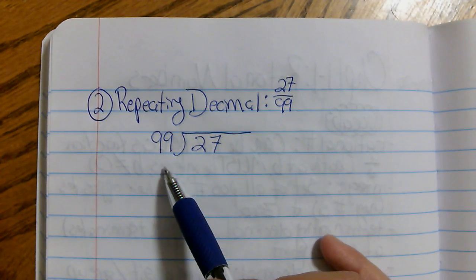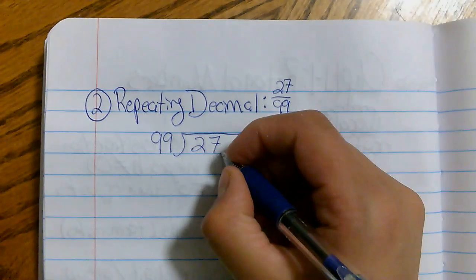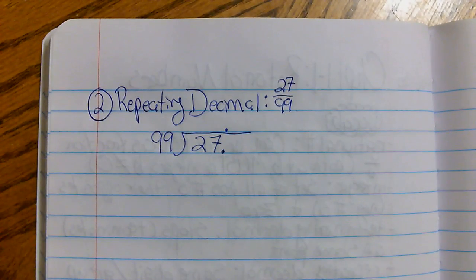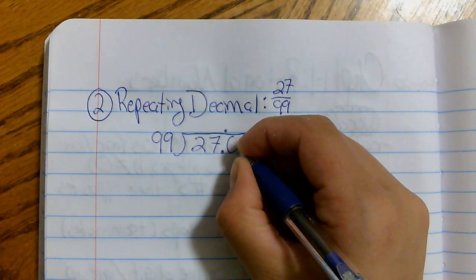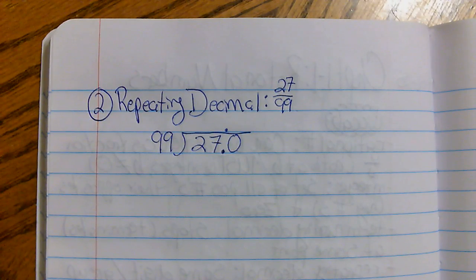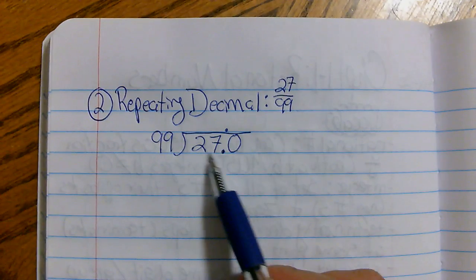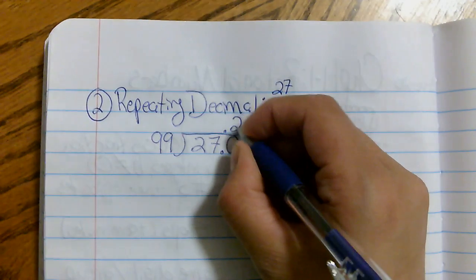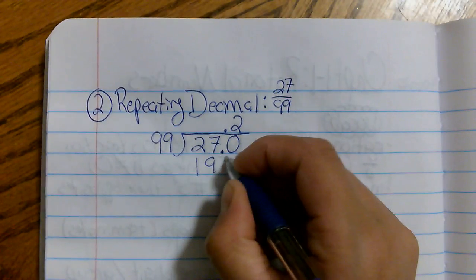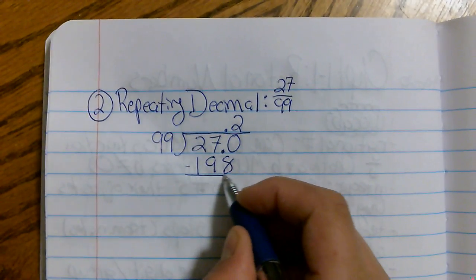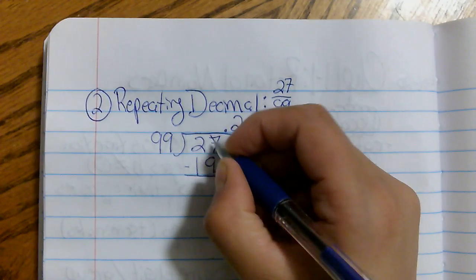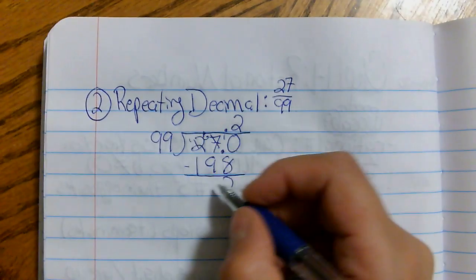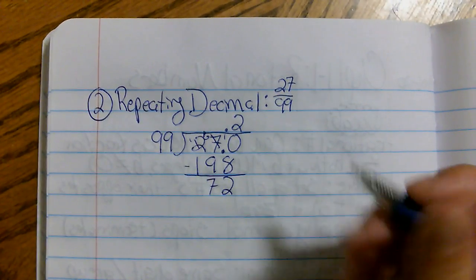So 99 is not going to fit into 2. It's not going to fit into 27. So I'm going to put my decimal point here and up in my quotient. And I'm going to go ahead and put the 0 right after the 27 because 99 can fit into 270. I'm going to treat this as 270. It's going to fit in 2 times. It's going to be 198. I subtract, borrow, I'll get a 2, borrow, 7, and that's a 0. Okay, so I got 72.